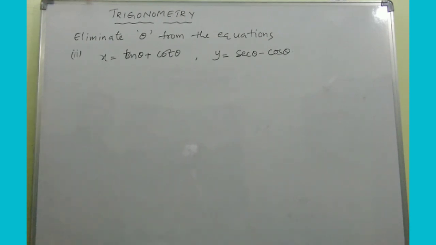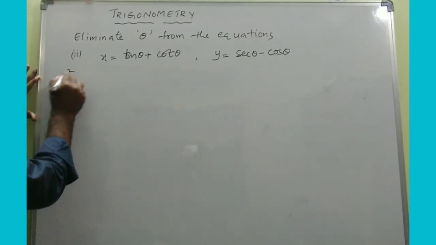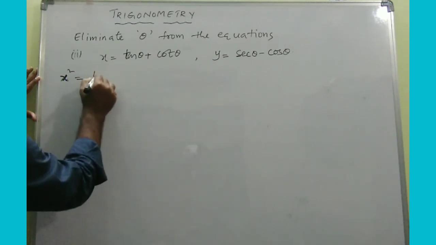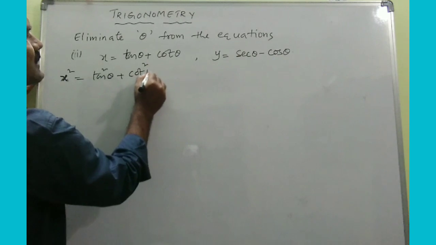So this time x is equal to tan theta plus cot theta and y is equal to secant theta minus cos theta. So better I want to go for x square first of all. So what is x square? a square value is tan square theta, b square value is cot square theta.